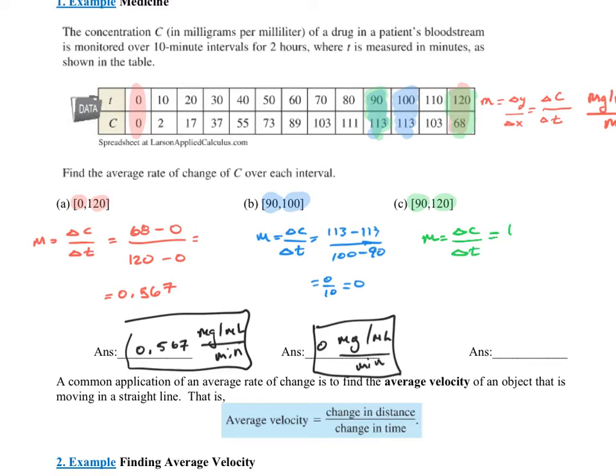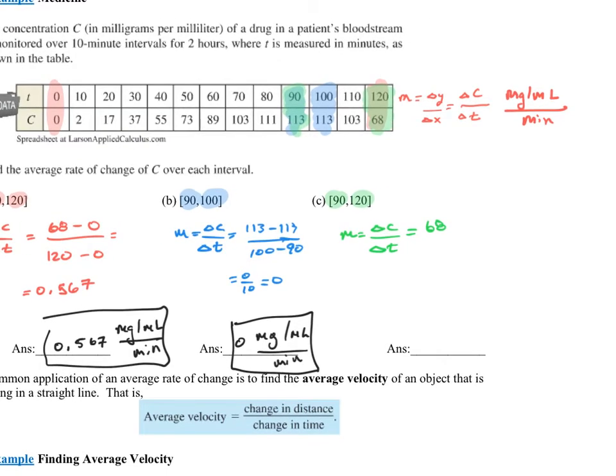So the first concentration was 68. Sorry, the second concentration was 68. The first concentration was 113. The second time was 120. And the first time was 90. Go ahead and throw that into your calculator and see what you get. Please verify with me. I'm getting negative 1.5.